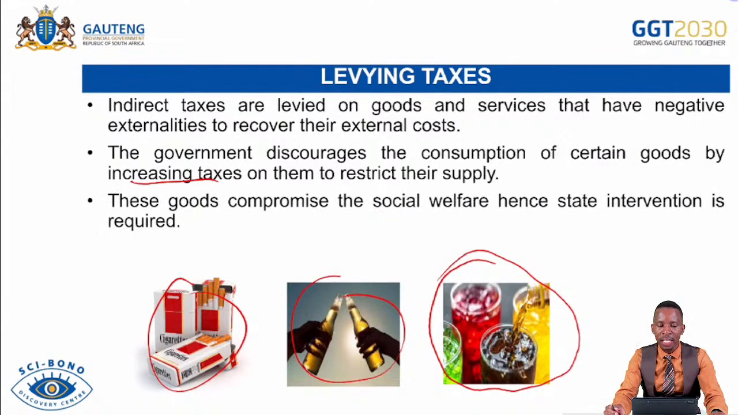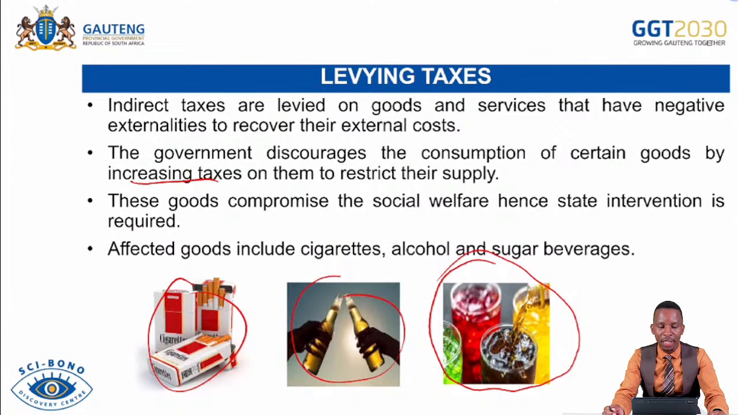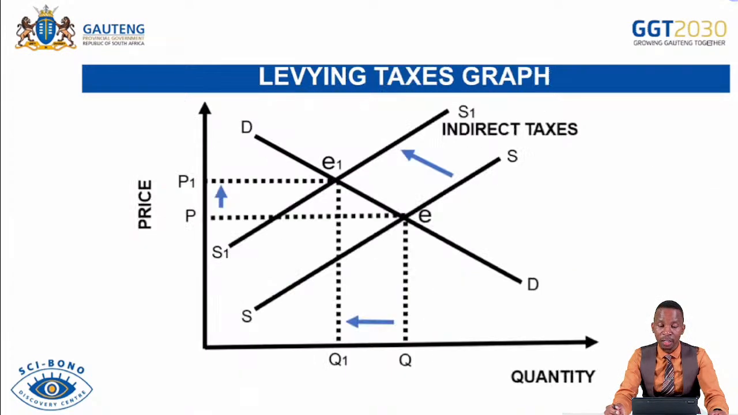These goods compromise social welfare, hence state intervention is required. Using these goods will always compromise social welfare or tamper with someone's health. Therefore, state intervention is necessary. Affected goods include cigarettes, alcohol, and sugary beverages. These are affected by the government imposing more taxes on them to prevent overconsumption of these goods and services. So this is the graph that indicates the levying of taxes.